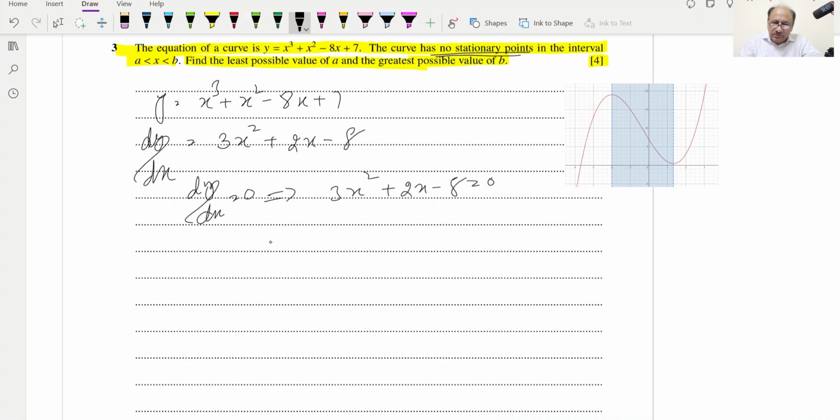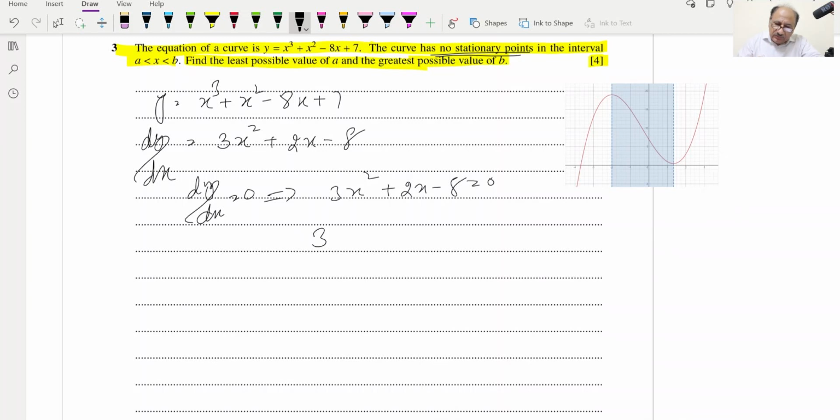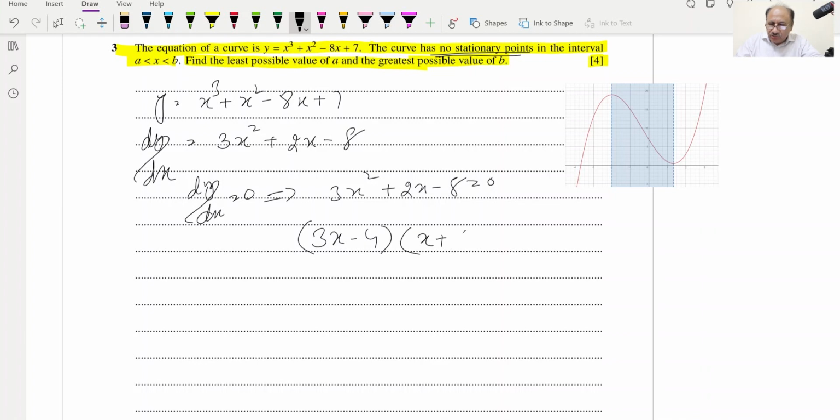Now we can solve this equation, and to solve this equation we can use mode 5 3 on the calculator and take help. So coefficient of x squared is 3, coefficient of x is 2, and negative 8 is the constant, and we are getting 4 by 3. So we can write the term as 3x minus 4. This will be the factor, and the second factor we'll get as minus 2, so x plus 2, we are changing sign and writing this, and these are the factors of this one. If you multiply, you will get the same equation.